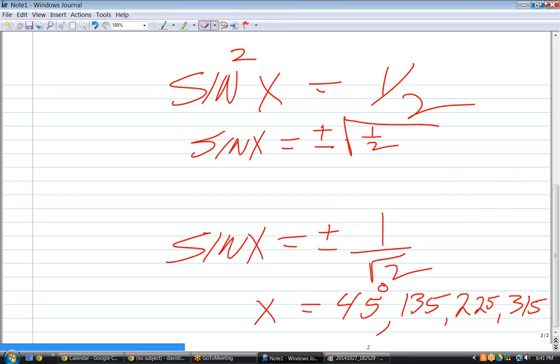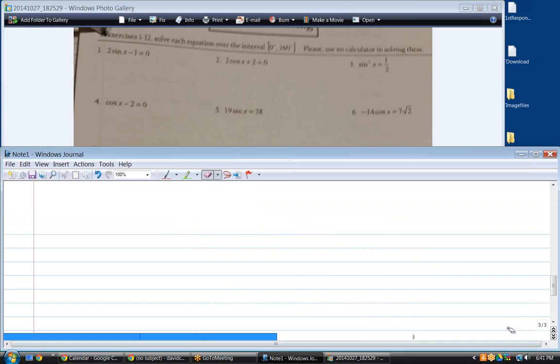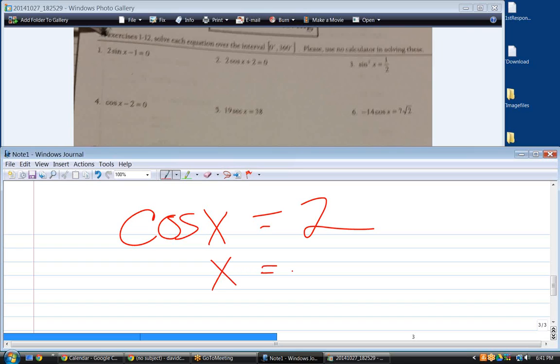All right, let's see. x equals cosine inverse 2. Where's the cosine equal to 2? Look on your cosine graph. Draw the cosine graph out and then tell me where on that graph it's equal to 2. Never. No solution.